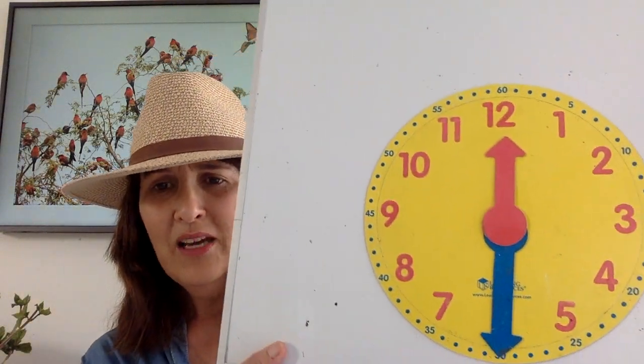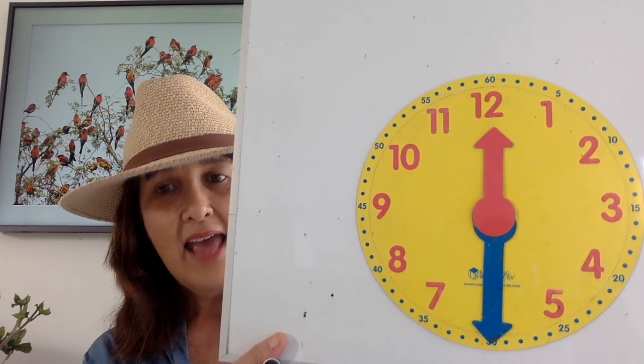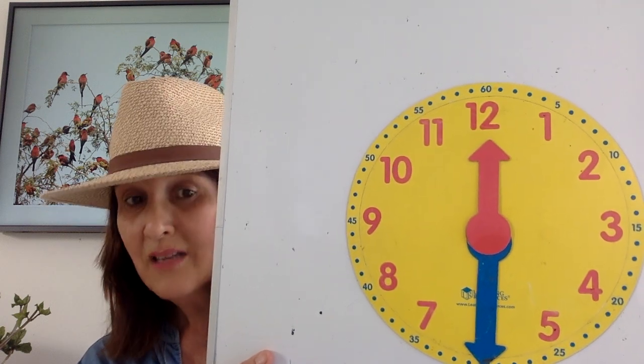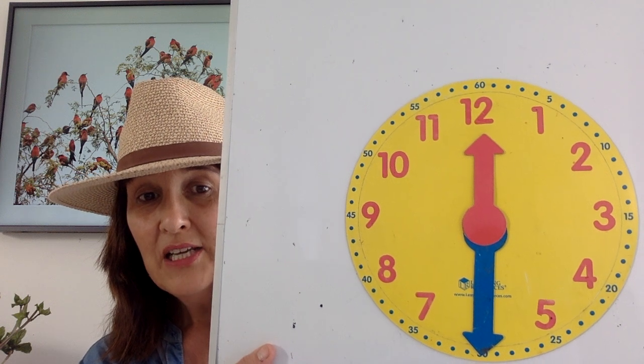So if I just have a look at my board today, and let's see if I can hold it up. Today we have got a time. The big hand is on 6 and the little hand is on 12. Is that time 6 o'clock or is it 12:30?